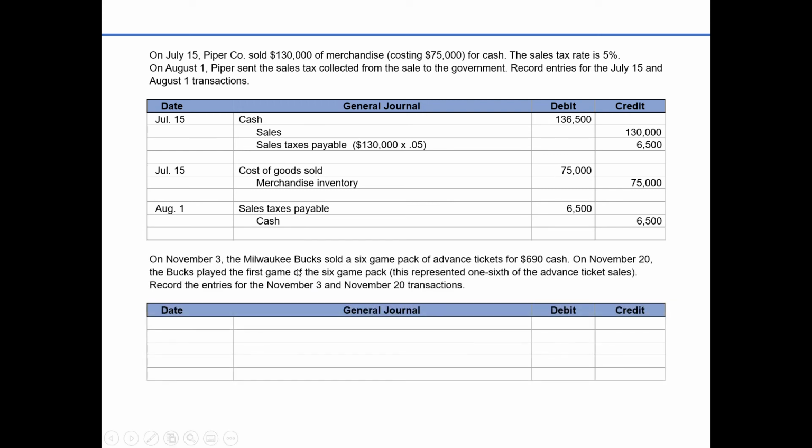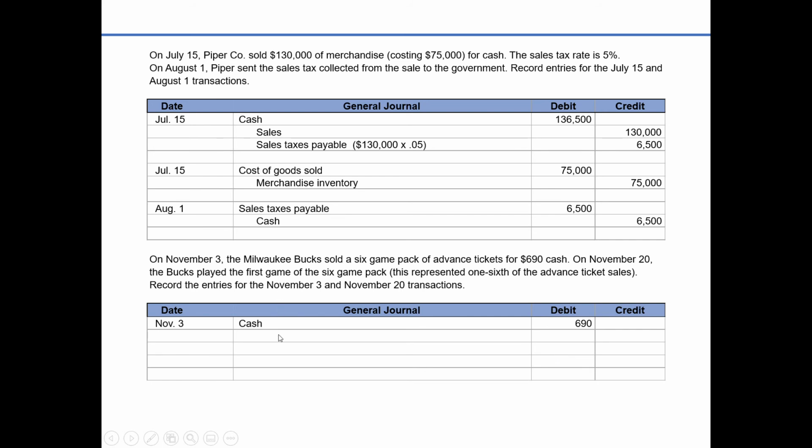Now I want to look at a completely independent scenario. On November the 3rd, the Milwaukee Bucks sold a 6-game pack of advance tickets for $690 in cash. And I'm going to stop there. So initially on November the 3rd, we're going to first debit cash, an asset, for $690. We're recording this from the perspective of the Milwaukee Bucks.